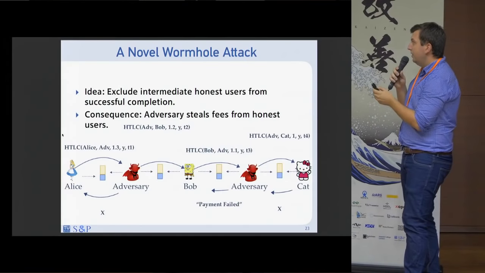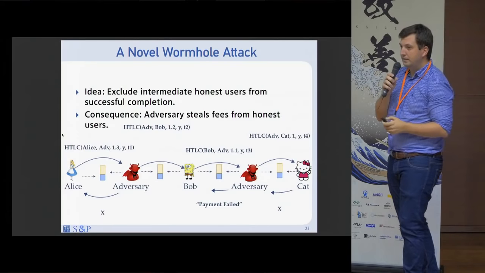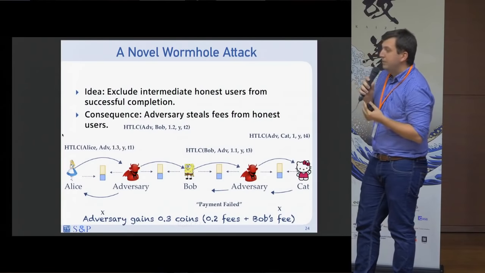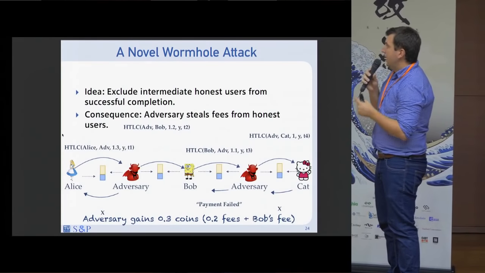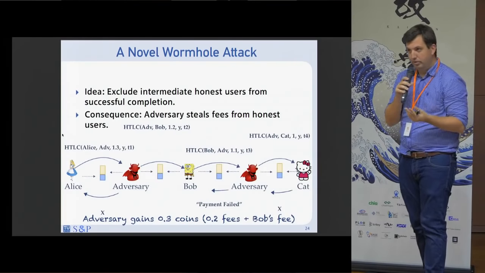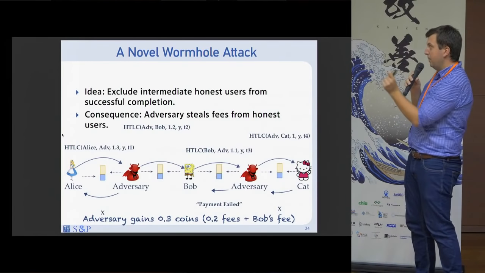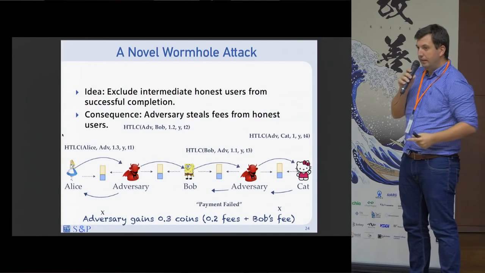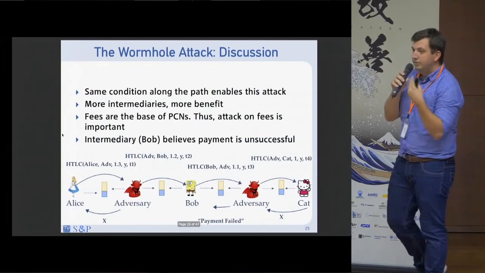And if you see here, for Alice the payment actually has succeeded. For the cat, the payment has succeeded, but for Bob it seems like the payment has failed. And in practice, this means that the adversary gains coins. In this example, the adversary gets 1.3 coins from Alice, and he has to forward only 1 coin to the cat. So in practice he got 0.3 coins, which means 0.2 fees for being part of the path, which is okay because he was actually an intermediary, but he also gets the fee from Bob in this example. And as you can imagine, you can generalize this attack.